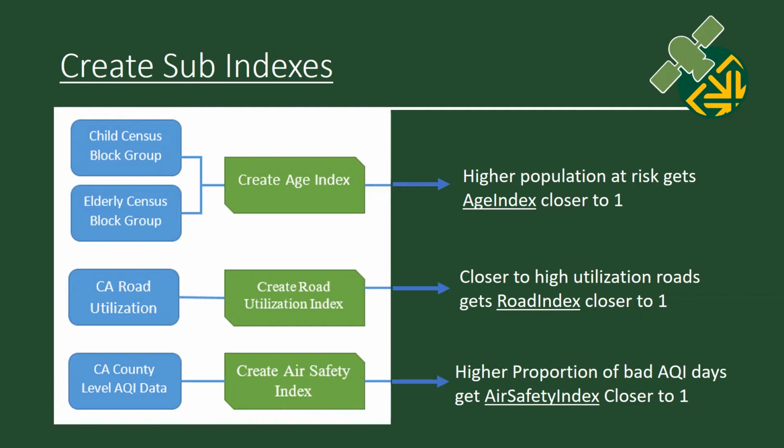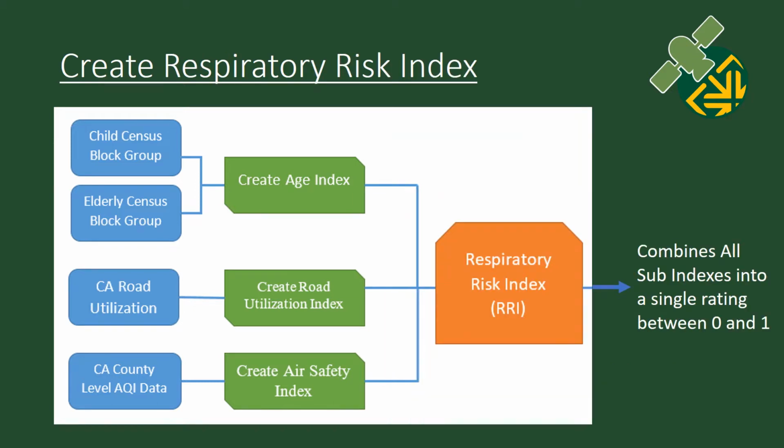The final air safety index was generated from air quality data obtained from the California Air Resources Board, and it was at the county level for most of the state. To calculate the air safety index for each county, we aggregated the total number of days that were unsafe for all groups, then divided by the total number of days measurements were taken. This provided a county-level air safety index that was then assigned to all block groups within that county.